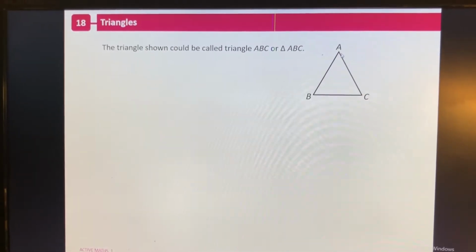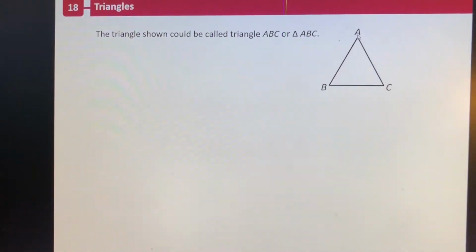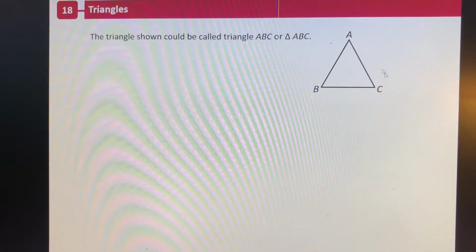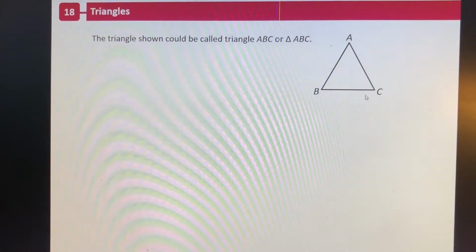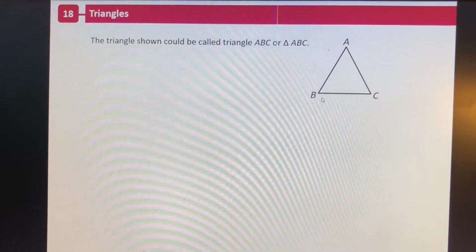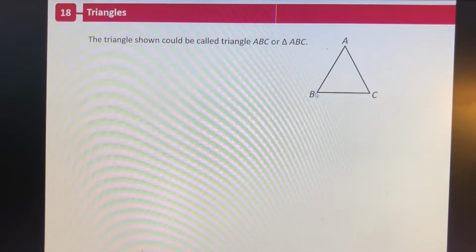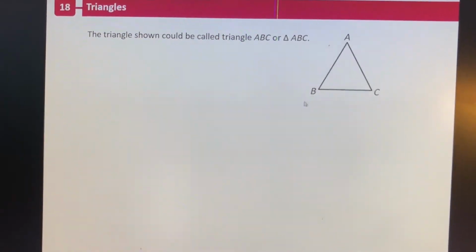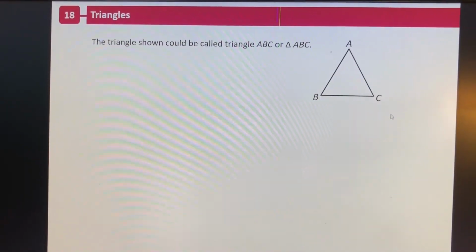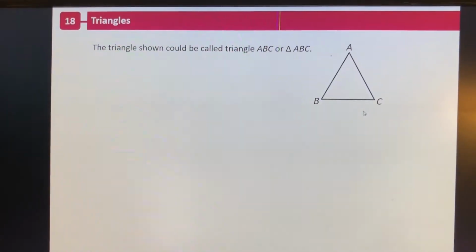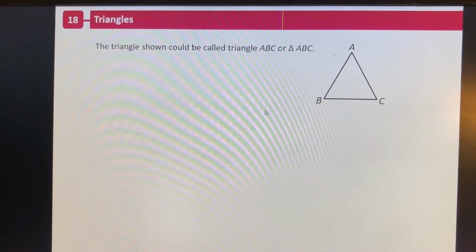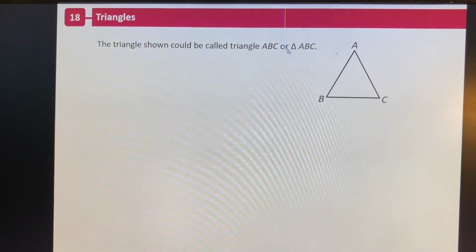So as we know, all points have a capital letter. So we've got A, B and C. We can't have the same letter, otherwise we would get mixed up between points. And it's definitely a different location if you were to imagine it drawn on a plane. Okay, so we can call this triangle ABC, or we can use the symbol.